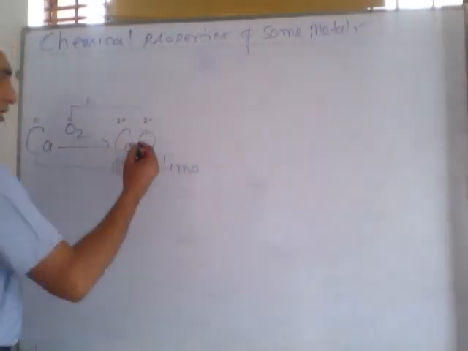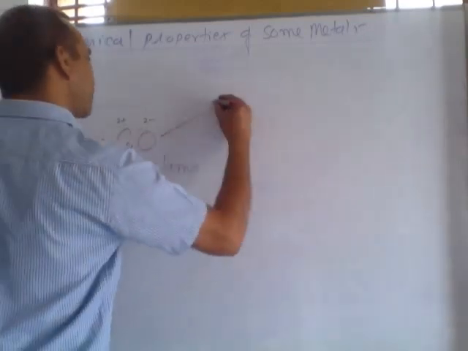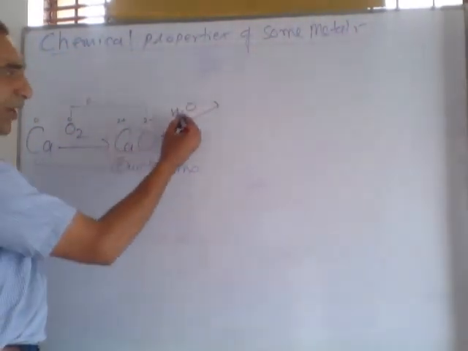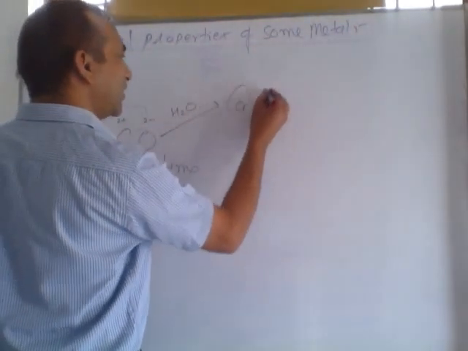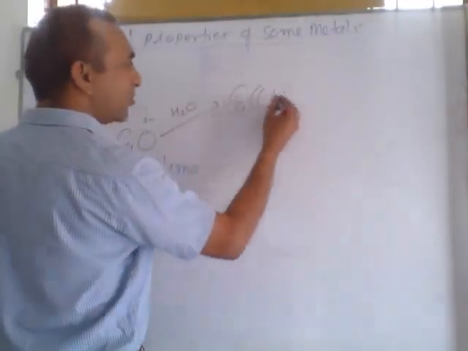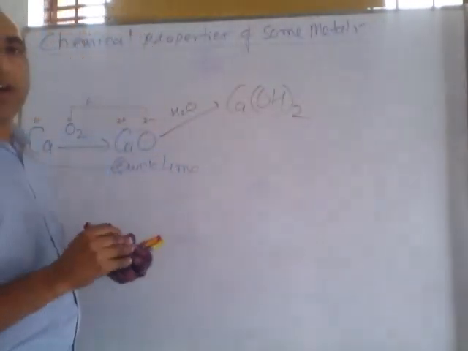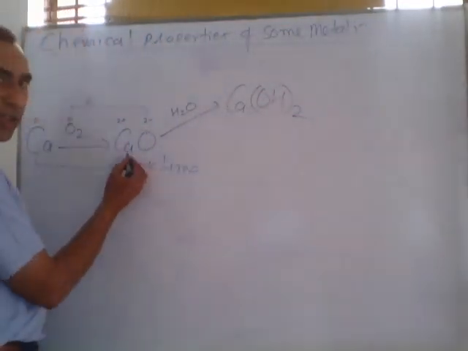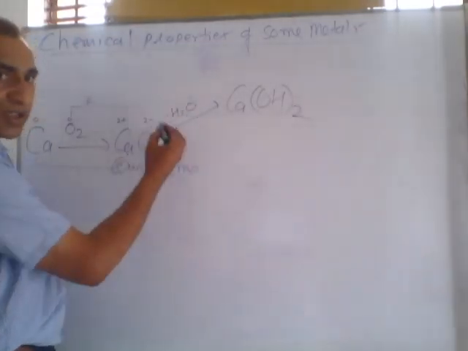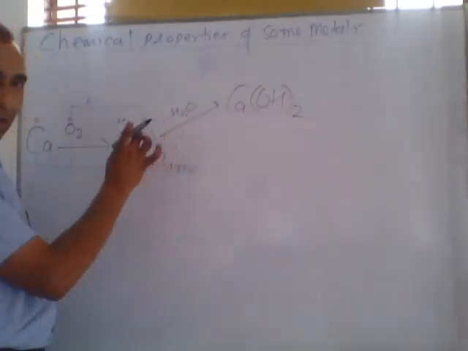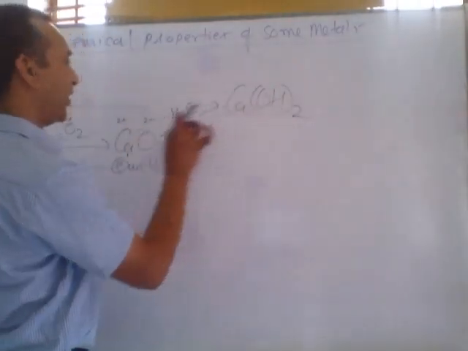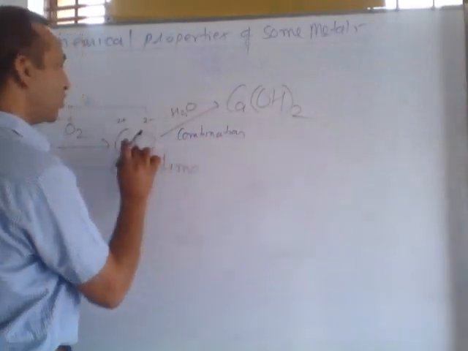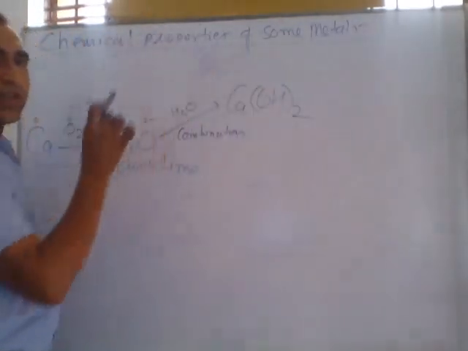When we dissolve this quicklime in water, you know what will happen? Calcium oxide reacts with water and forms calcium hydroxide. The valency of calcium is 2, so we write Ca(OH) whole twice, calcium hydroxide. Actually, calcium oxide is a compound, water is another compound. In this reaction, two compounds are combining and giving a single product. This reaction is called a combination reaction. In a combination reaction, two compounds combine and give a single product.